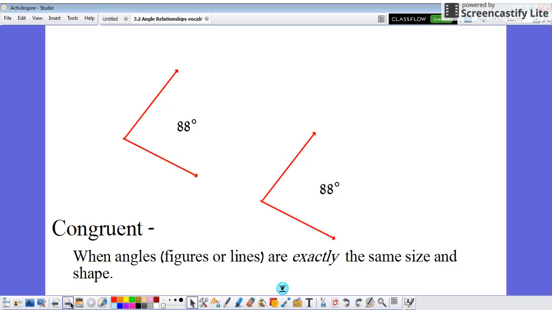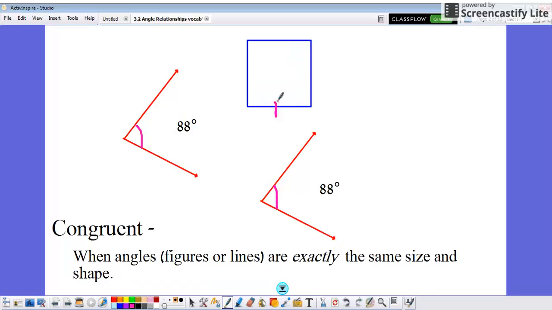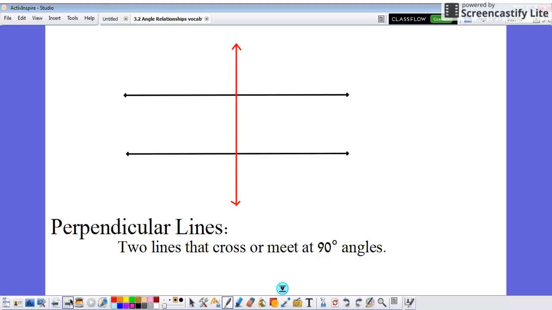So let's get started. The first vocabulary word is congruent. Here you can see I have two angles. Both are marked as 88 degrees. So you can see that they are the same size. This angle and this angle are congruent. Congruent also talks about not only angles, but also sides. So I just quickly drew a square here. We know a square has all sides equal. So if I denote that by putting a slash through each side, I'm showing you that the sides are all congruent. So congruent can be any figure, line, angle that is exactly the same size.